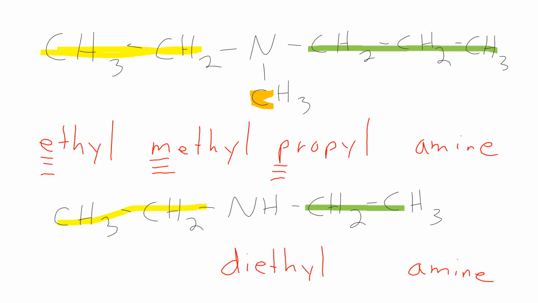Very similar to what we have seen with the ethers. For the ethers, we listed the things coming off the oxygen as branches, alphabetized them. If they were the same branch size, we could use di. Same thing is true for the amines. We alphabetize the things coming off the nitrogen. We have 2 of the same size. We can kind of condense that down by using the di.